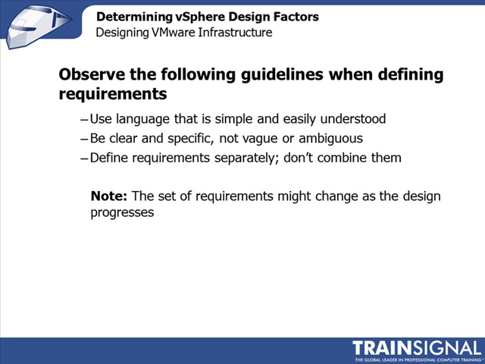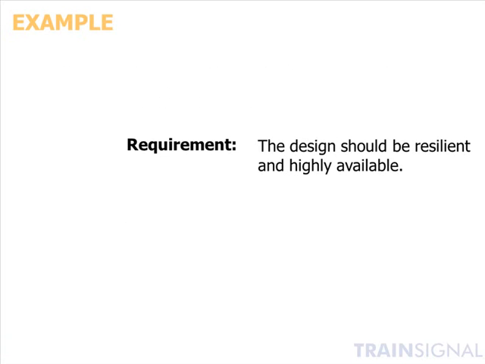As I mentioned earlier when we described the process for determining the design factors, these sets of requirements might change as the design progresses. Let's take a look at an example requirement that's been defined and then see if there's some way we can improve this sample requirement. So here's a requirement that's been gathered. It says the design should be resilient and highly available.